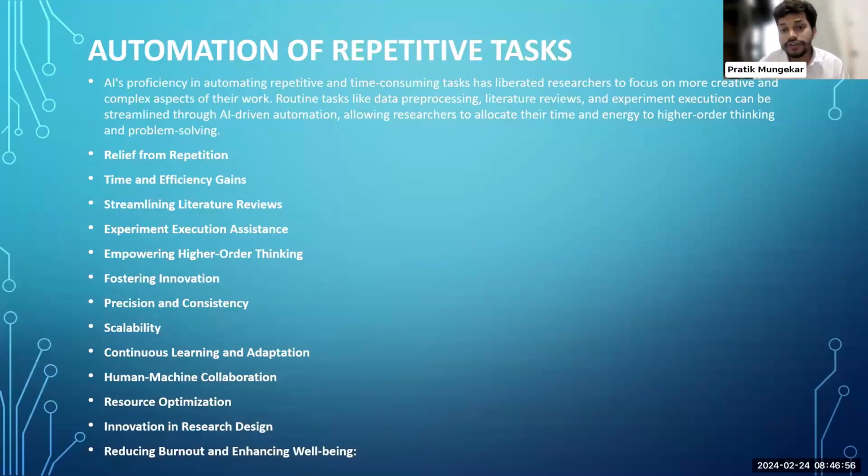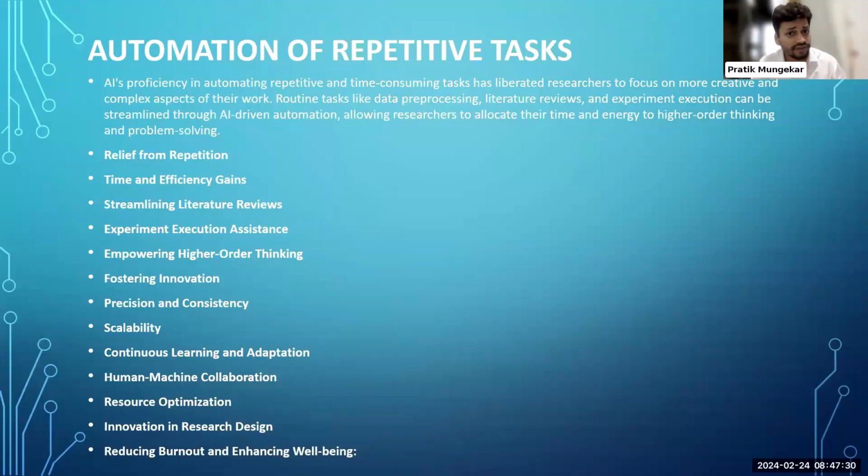And then resource optimization. So research often involves limited resources, including time and, most importantly, funding. So by automating repetitive tasks, researchers, or engineers, can optimize these resources. So time-consuming tasks that once required a significant portion of the researchers' or engineers' schedules can now be accomplished efficiently, allowing for a more judicious allocation of time to tasks that require human intellect and creativity.